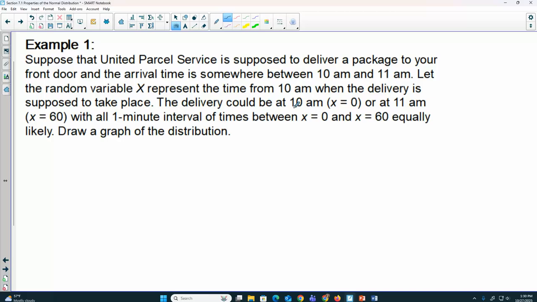So it could be at 10 a.m., which is when x is 0, or 11 a.m. would be x equals 60. With all 1-minute intervals of times equally likely. So they are just as likely to come between 10 and 10:01 as they are to come between 10:35 and 10:36. Okay, every minute is equally likely. I want you to draw a graph of the distribution.